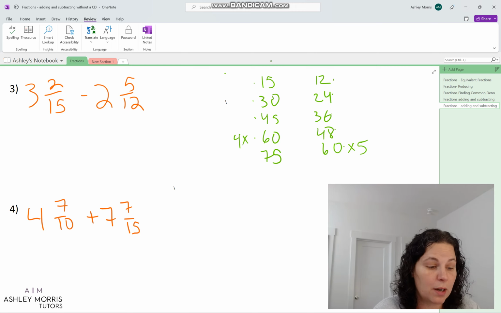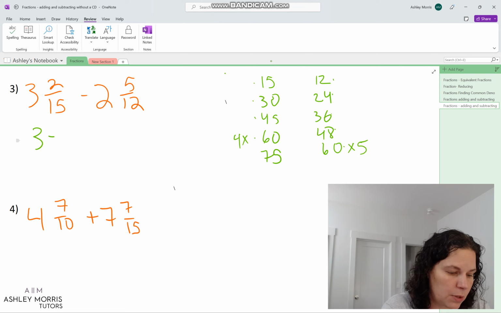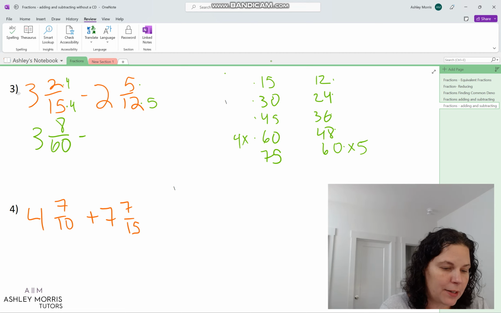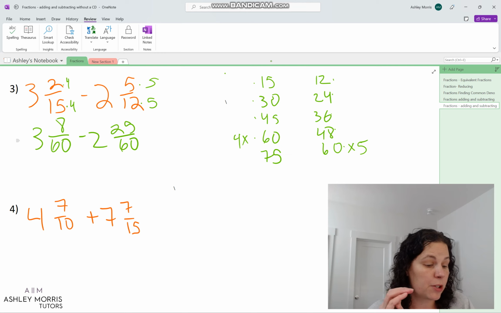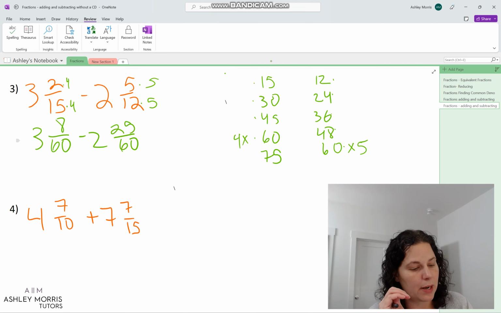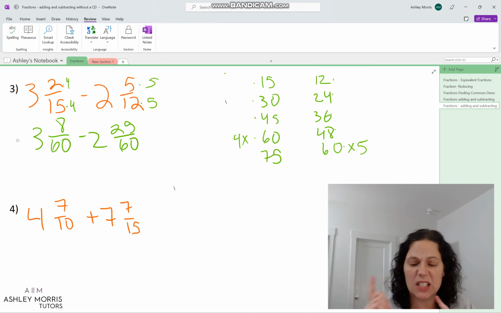We're going to take the 12 times 5 and the 15 times 4, to get 60. So 3, and then that becomes a 60. Do it to the top. Multiply that by 5. Got to do it to the top. So then I'm going to start subtracting. 3 minus 2 is 1. 8 minus 25 does not work.